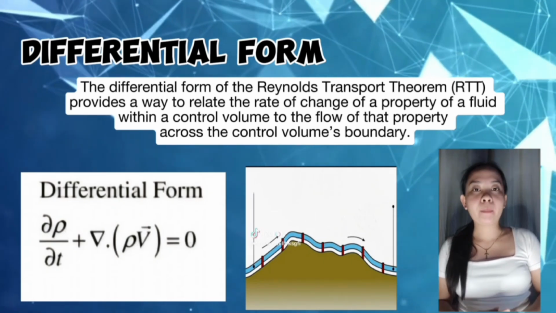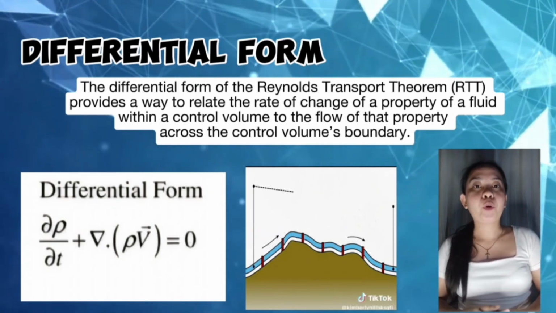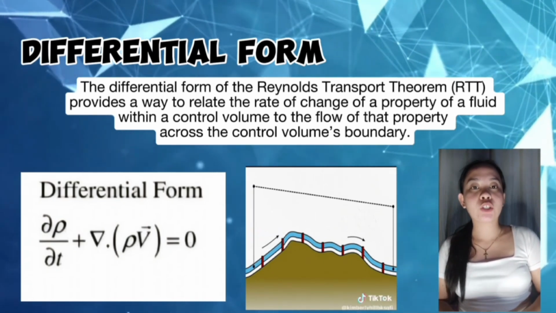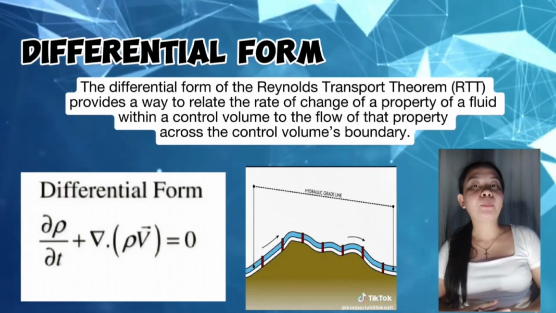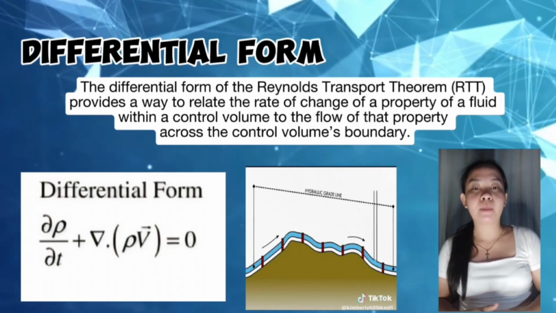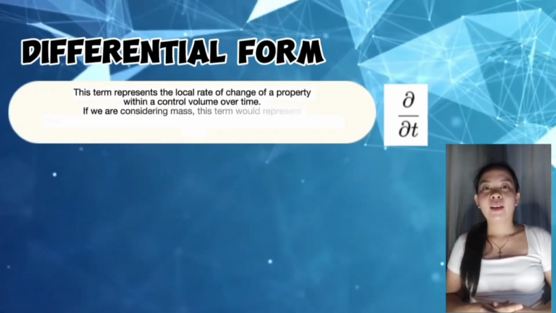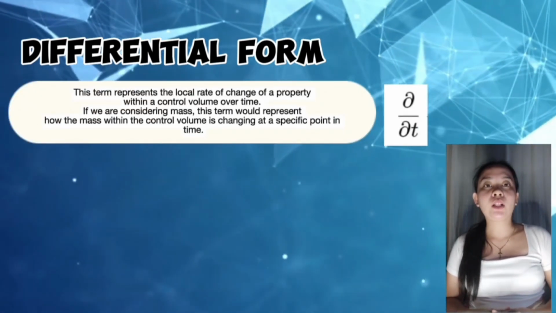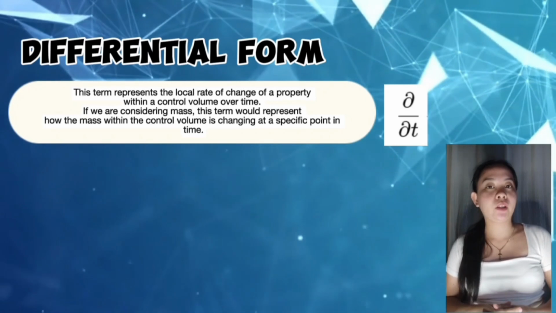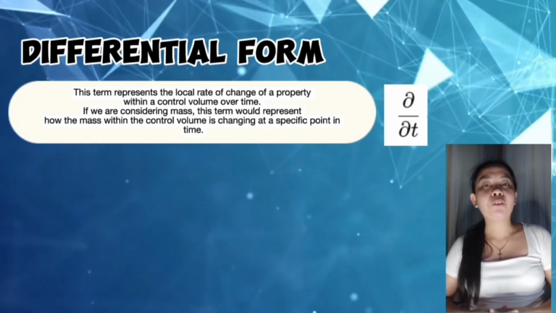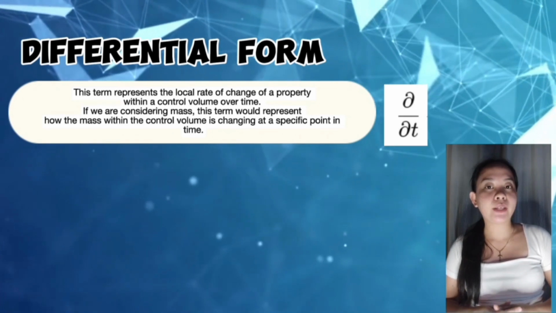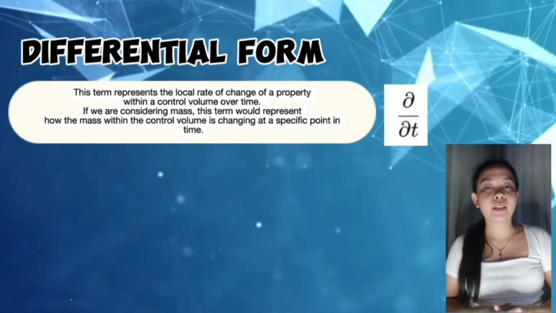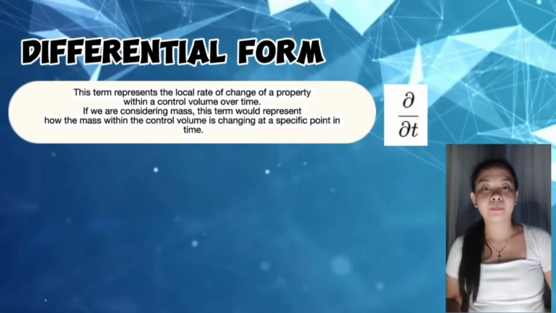The differential form of the Reynolds transport theorem provides a way to relate the rate of change of a property of a fluid within a control volume to the flow of that property across the control volume's boundary. This term represents the local rate of change of a property within a control volume over time. If we are considering mass, this term would represent how the mass within the control volume is changing at a specific point in time.